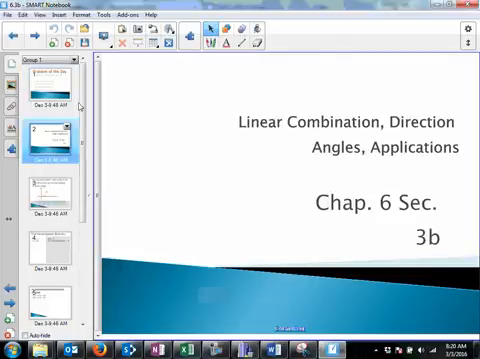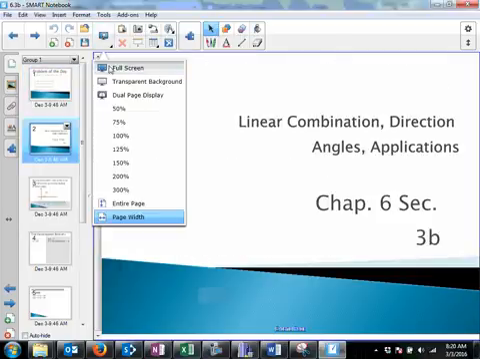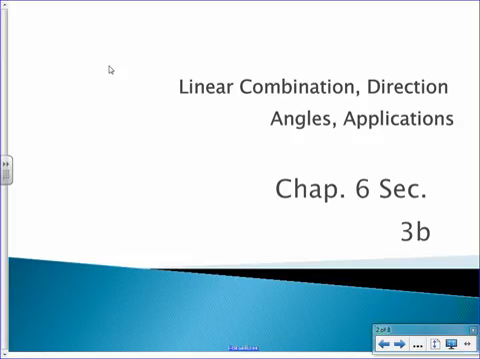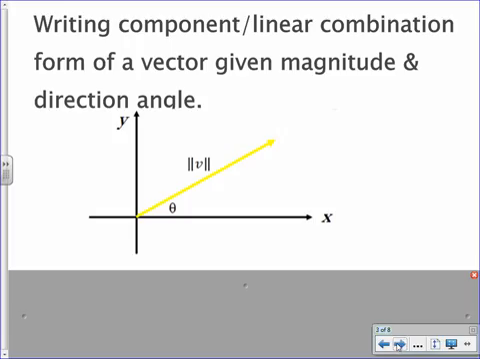All right. Today we are going to continue our vector discussion, but this time we get to go backwards. Yesterday we figured out component form, we figured out the magnitude, we figured out the direction. Well, what if we know the direction and magnitude? How do we write our vector? Okay. So that's where we are going to begin.